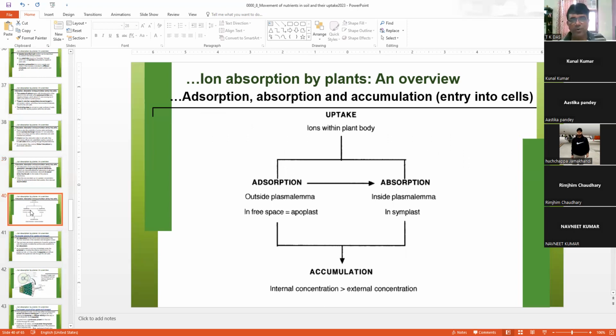So just to get more clarification here, you can see uptake: ions within the plant body. That is your uptake. Adsorption is outside the plasma lemma in free spaces, the apoplast. This is your adsorption. And then absorption is inside the plasma lemma in the symplast, how they enter the cell, how they pass the plasma lemma. And then accumulation happens, where internal concentration inside the cell is greater than external concentration.